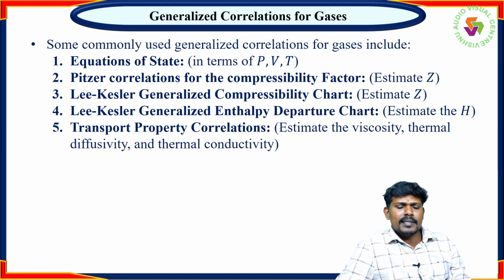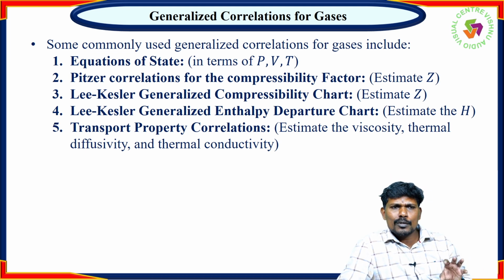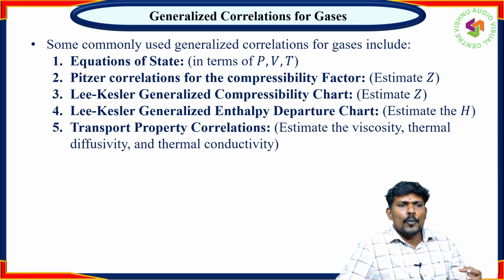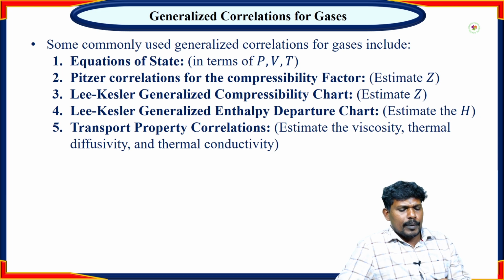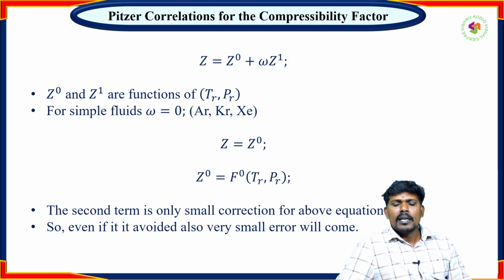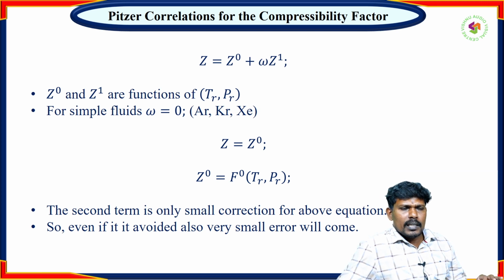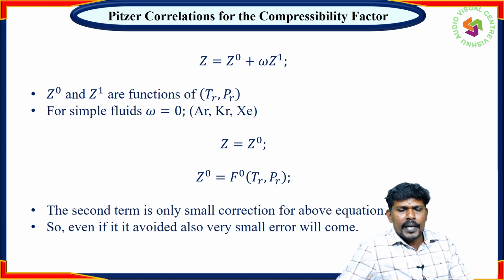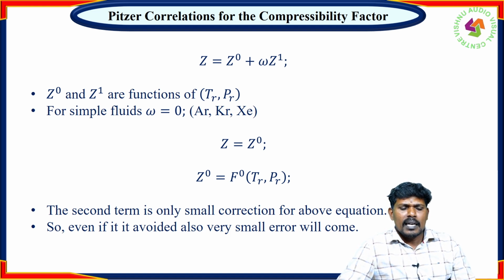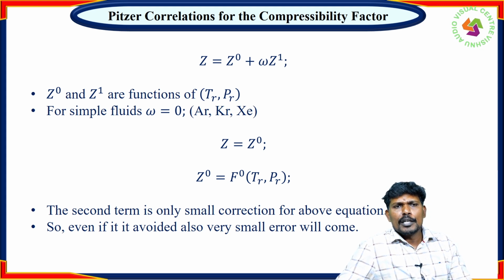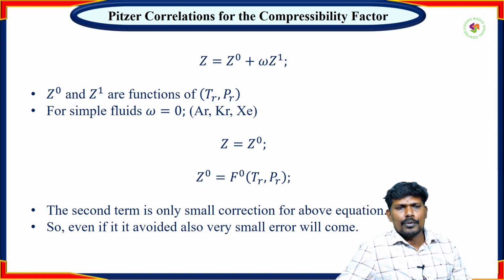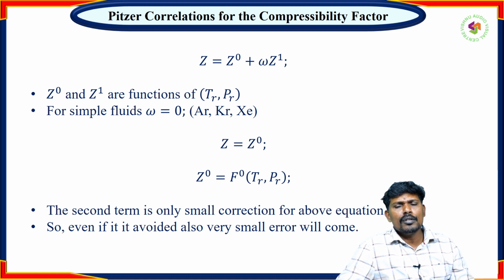We have already seen the equation of state. Equations of state are also generalized correlations; using them we can determine thermodynamic properties in terms of pressure, volume and temperature. Now we will see the Pitzer correlation for compressibility factor. The expression is Z equals Z0 plus omega times Z1. Here Z0 and Z1 are functions of reduced temperature and reduced pressure. For simple fluids like argon, krypton, xenon, the eccentric factor omega is 0, so Z is equal to Z0.